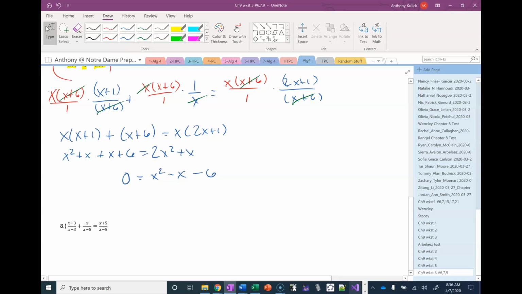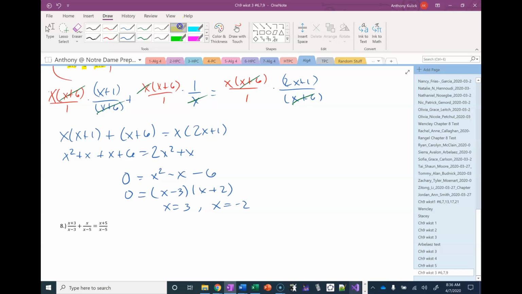What I'm left with is a quadratic equation. This quadratic equation I can factor. I notice that it factors right away. And when I set each of these pieces equal to 0 and solve, I get +3 and -6.